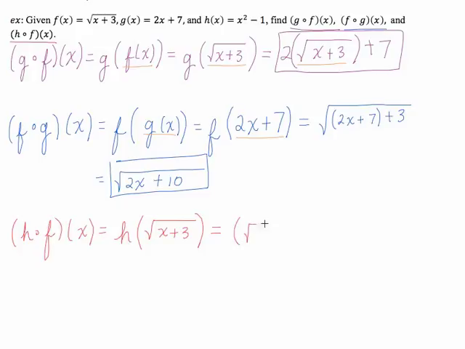So we have the square root of x plus 3 all being squared and then a minus 1. And this one does simplify because when you square a radical, those are inverse operations. They undo each other. So we have x plus 3 minus 1, or x plus 2. That one simplified quite a bit. So that's it for this video on composition of functions.